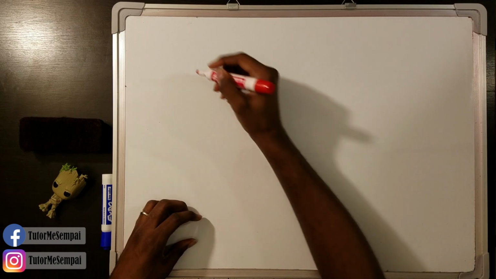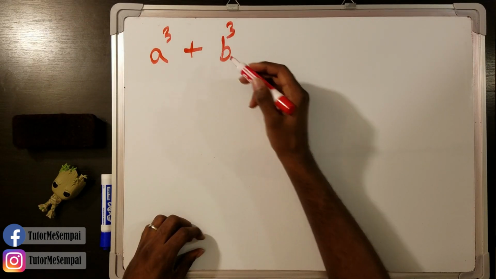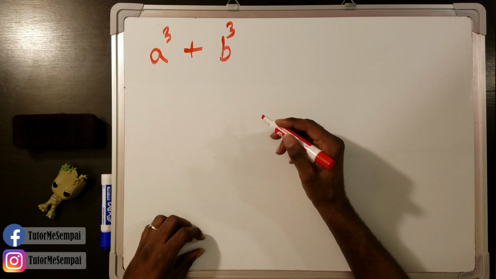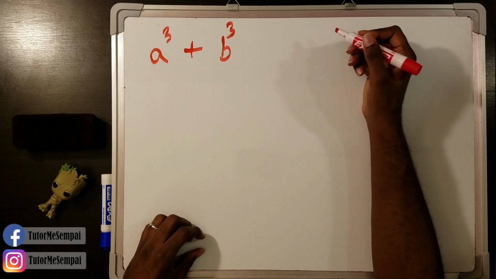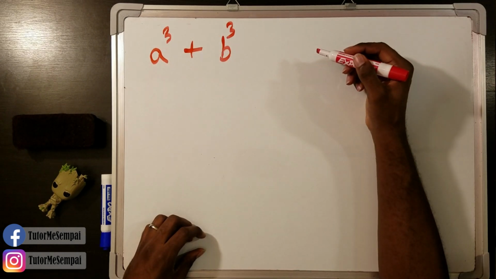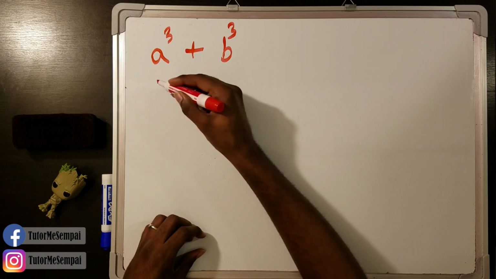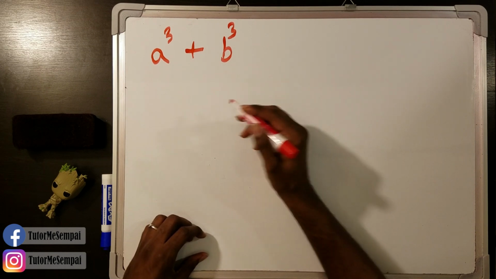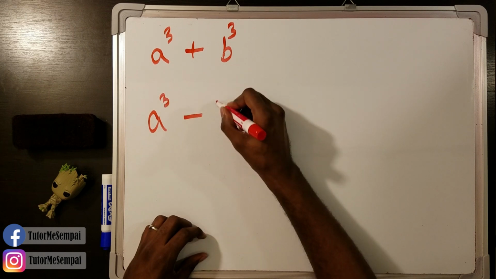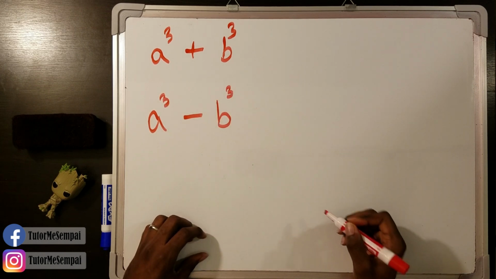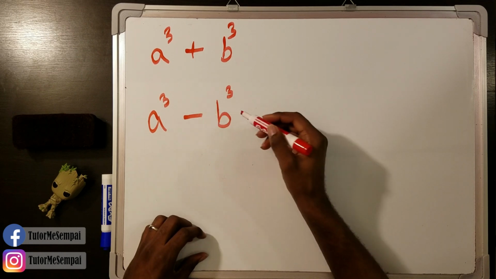So now that we talked about what a perfect cube is, let's talk about these sums and differences of perfect cubes. So now you have a cubed plus b cubed. In both of these situations, they're perfect cubes, right? Because whenever you cube a, you get a cubed, and whenever you cube b, you get b cubed. So this would be what we call the sum of perfect cubes. Likewise, if we had a cubed minus b cubed, this would be what we call the difference of perfect cubes.